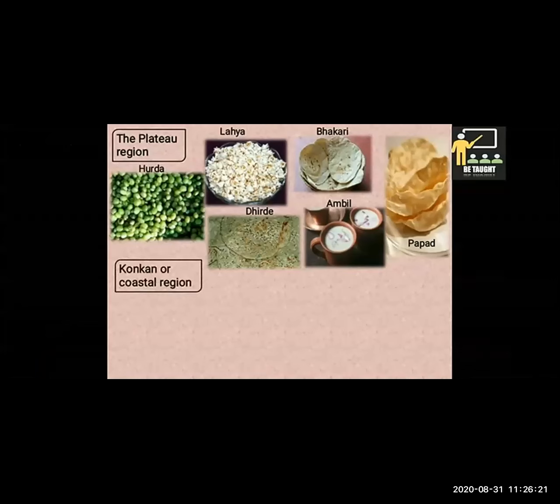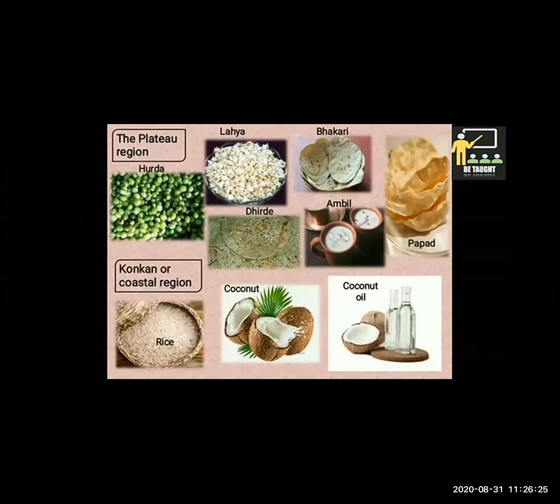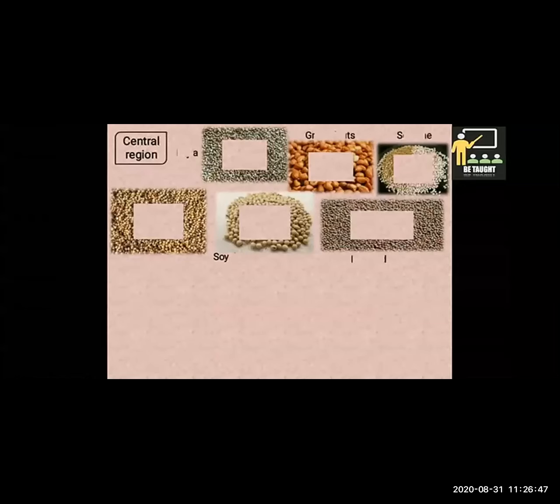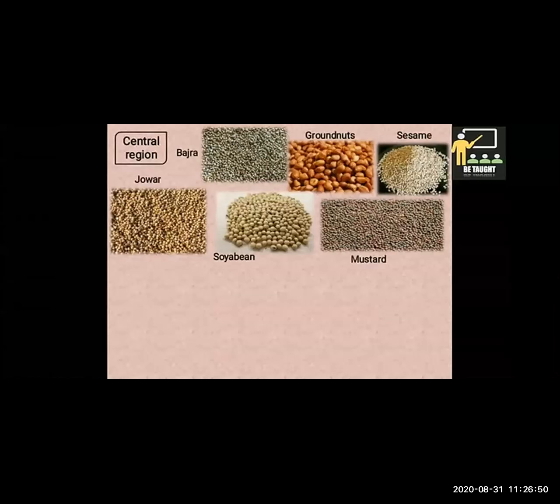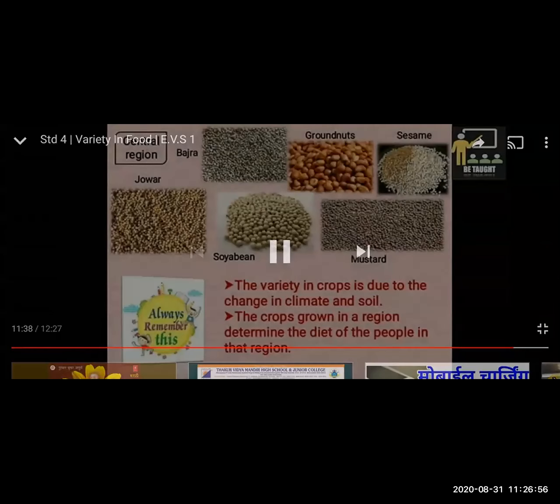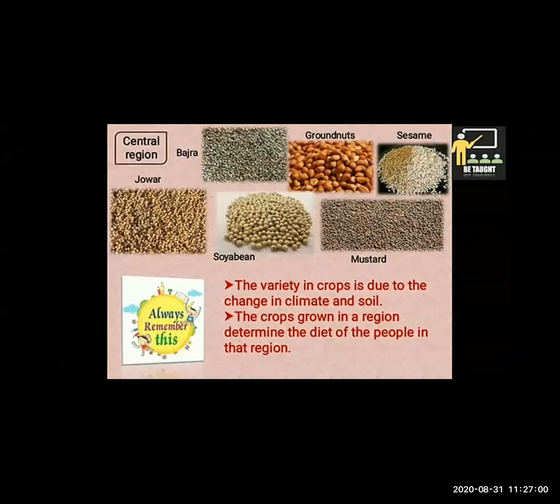In the Konkan or the coastal region, rice, coconut and coconut oil are widely used. In central Maharashtra, jawar, bajra, groundnuts, soya are commonly used. So children, you must always remember this. The variety in crops is due to the change in climate and soil. The crops grown in a region determine the diet of the people in that region.